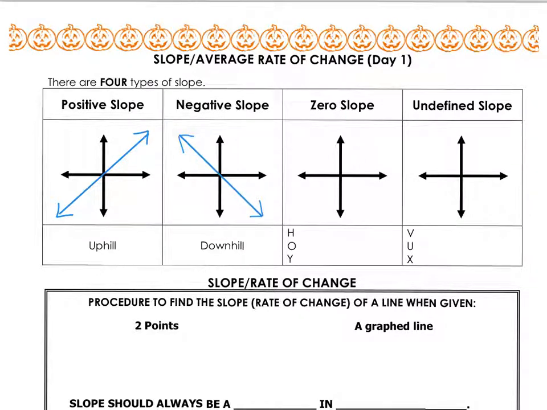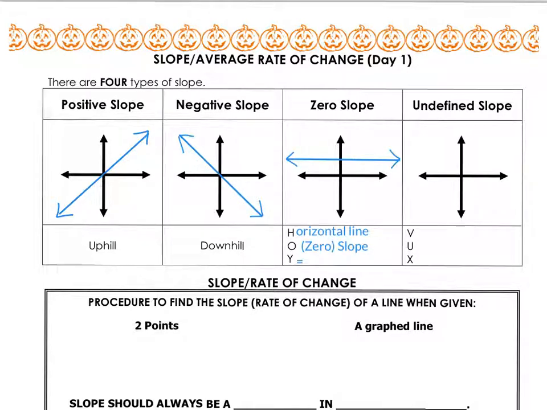A zero slope is a horizontal line. So that's why we see this at the bottom, and that means we have a horizontal line with a zero slope, and it's always in the form of y equals. And this is what it looks like.